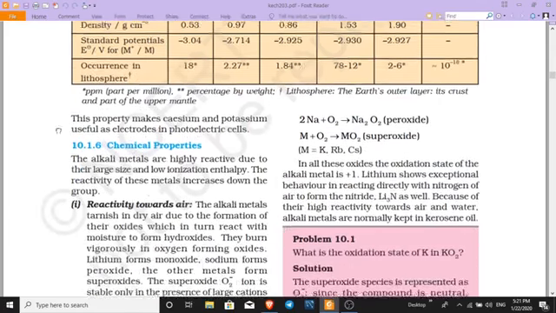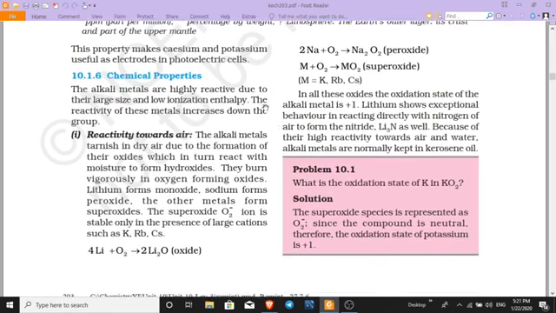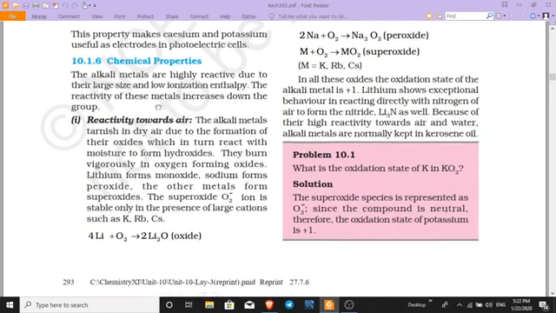Chemical properties. The alkali metals are highly reactive due to their large size and low ionization enthalpy. It means their size is very large and hence their ionization enthalpy is very low, which means it is very easy to pull out the outermost electron as there is very little influence of the positive charge of the nucleus due to large size. The reactivity of these metals increases down the group.